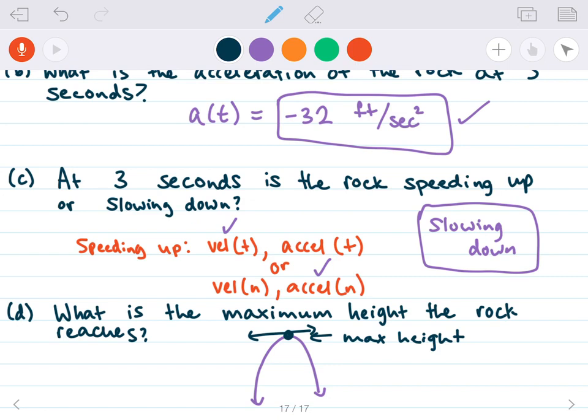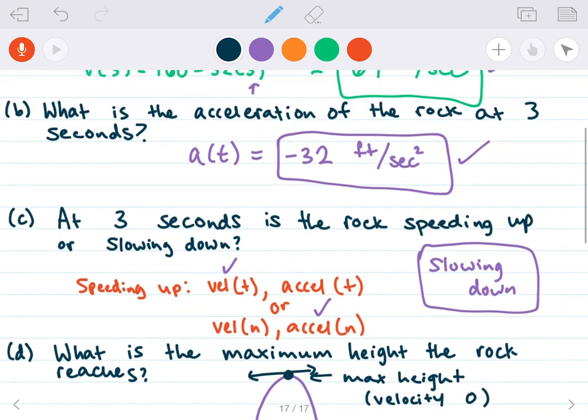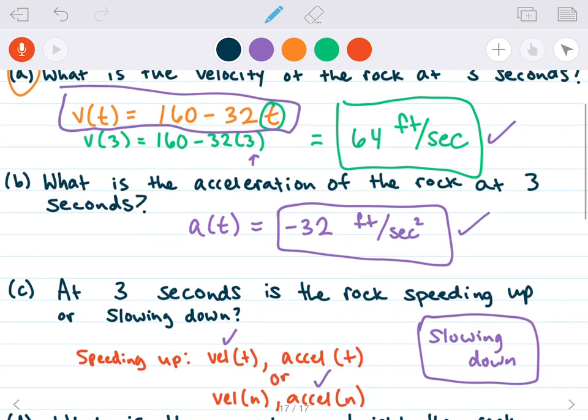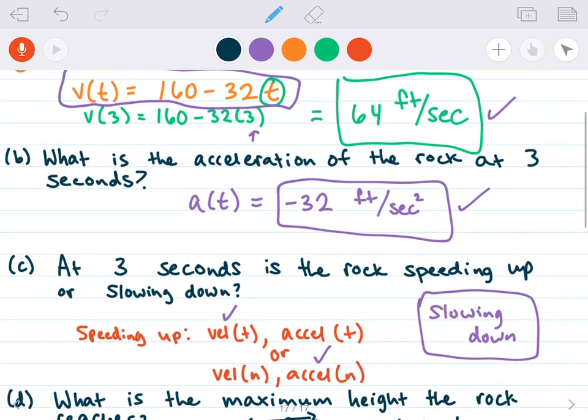Another way to think about it is that this thing has to turn around. It has to stop eventually for gravity to take hold and bring it back to the earth. So that's what we're looking for. We're looking for that vertex. And another way to see this is, where is velocity 0? Well, we have a velocity function, and all we have to do is set the function equal to a velocity of 0 and solve for t.